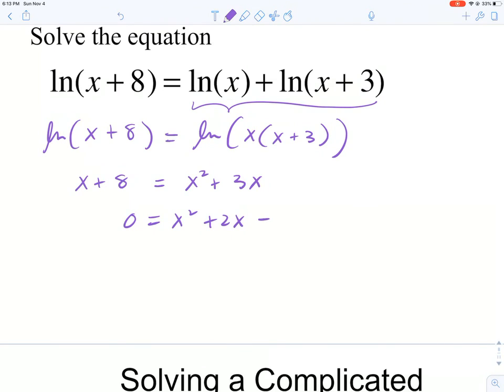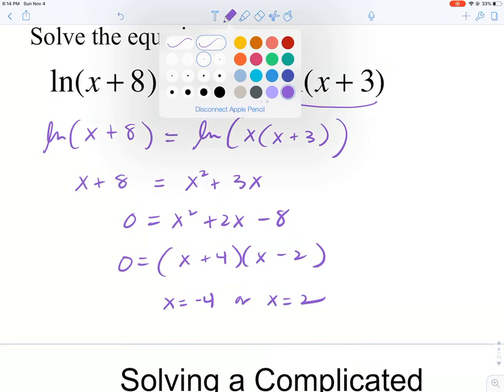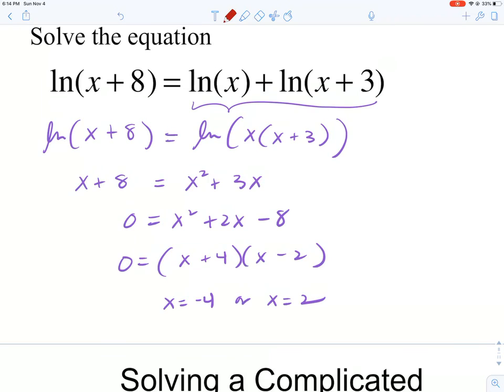Is that factorable? x plus 4, x minus 2. So x equals -4 or x equals 2. But check for extraneous solutions by either writing it out or thinking about plugging your solutions into the original equation.